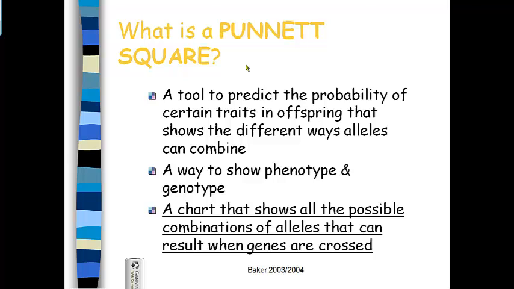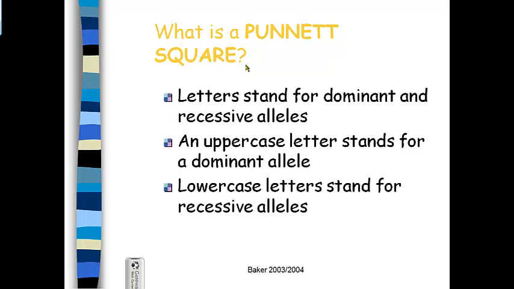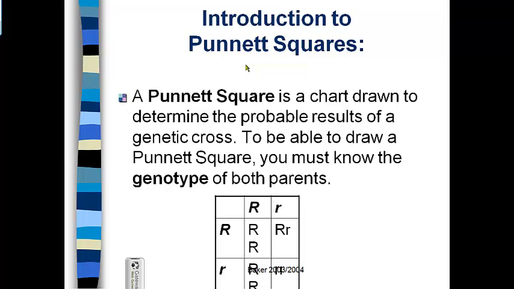What's a Punnett Square? Well, a Punnett Square is a tool that we use to figure out if a mother and a father have offspring, what will their chances be of having certain genes, alleles passed down to them. In a Punnett Square, the letters stand for dominant and recessive alleles. Again, the uppercase letters are dominant. The lowercase letters are recessive.